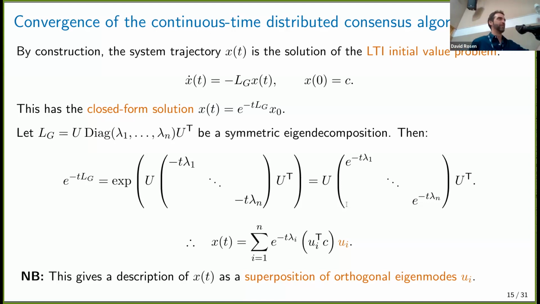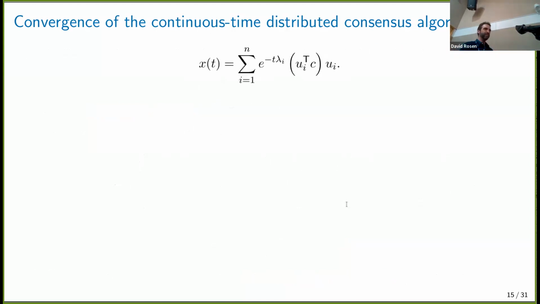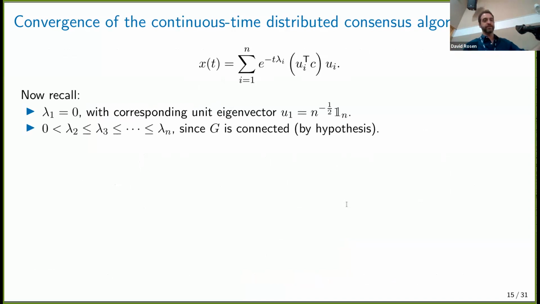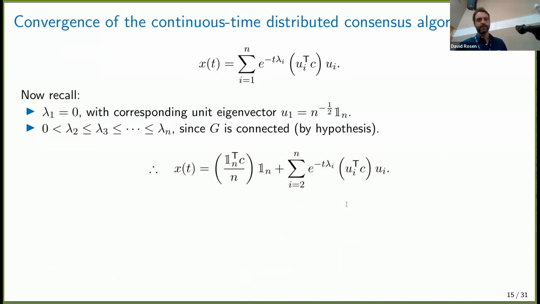Promise I'm almost done, very last slide. So using this superposition, I can now recall a couple of those facts that we derived before. Remember the first eigenvalue we said was always 0, and the second ones and higher ones are always strictly positive. And so what I can do is think about splitting this term into the first mode and all the higher modes, splitting this superposition. And if I do that, I get an expression that looks like this.